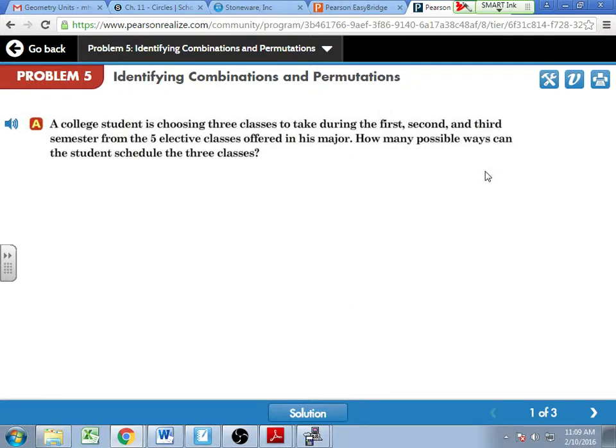All right. Now we got to decide situations. We got to decide whether it's a permutation or combination. A college student is choosing 3 classes to take during the first, second, and third semester from the 5 elective classes offered in his major. How many possible ways could the student schedule these classes? Would this be combination or permutation? Leon? It would be a combination because this isn't like his actual schedule. It's more like what classes he's taking. Anyone argue the other side of it?